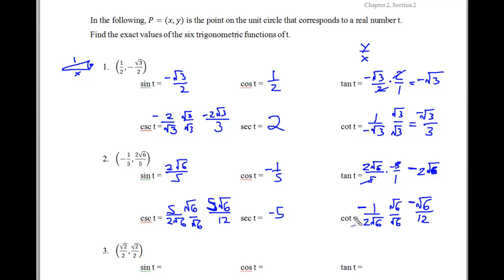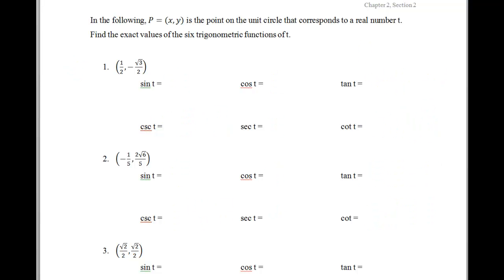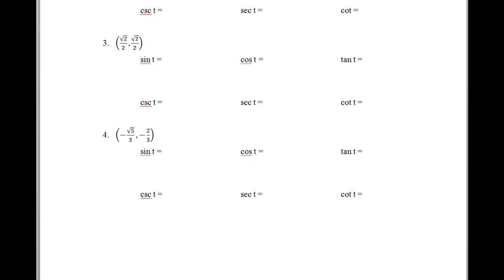It looks like my t didn't show up right there. That's kind of funny too. Sorry about the little mistakes there, but hopefully you've rewound the video and figured those out. All right, we got 2 more here.